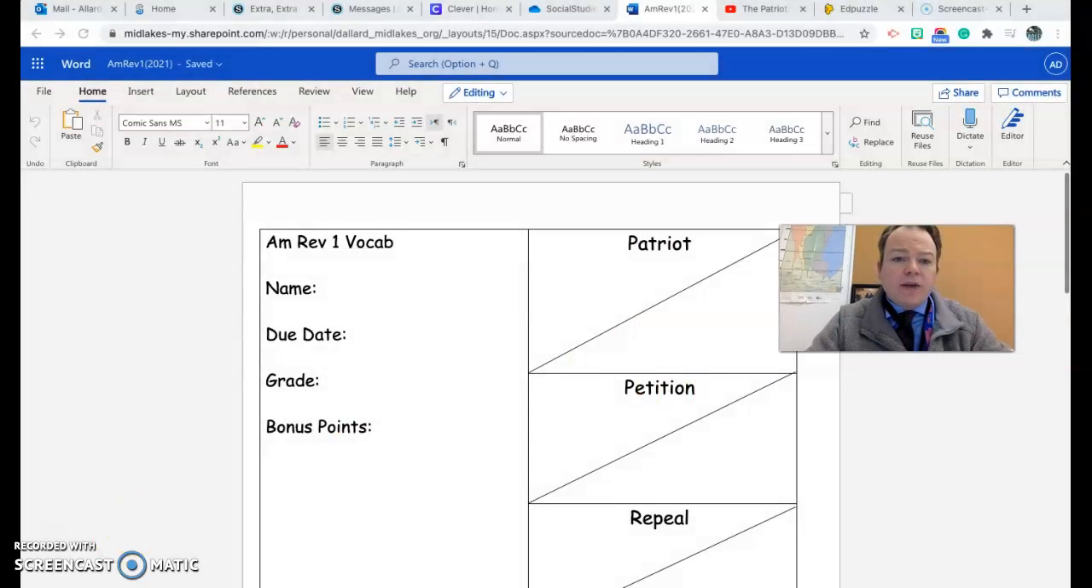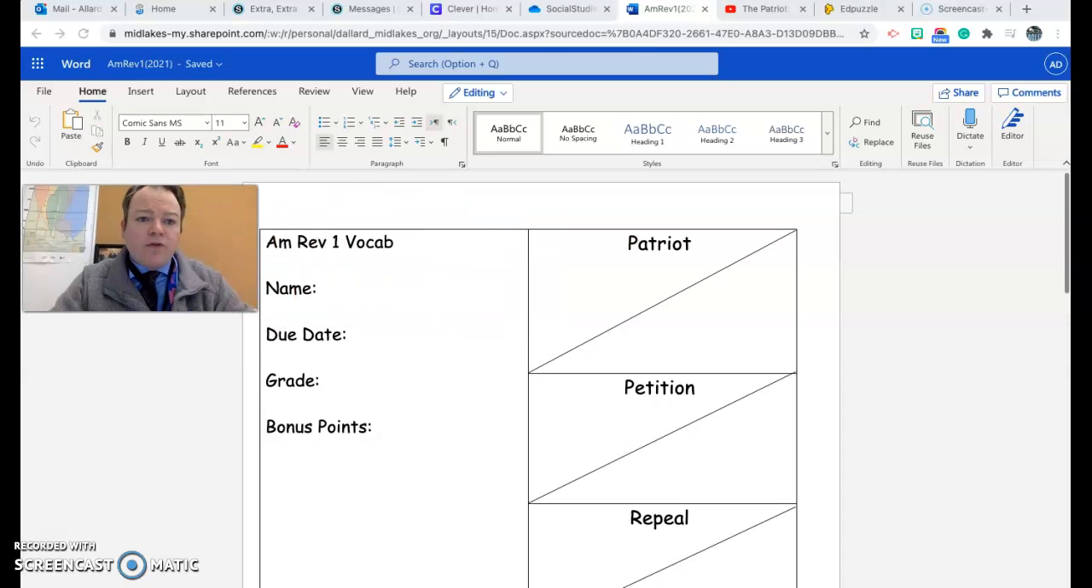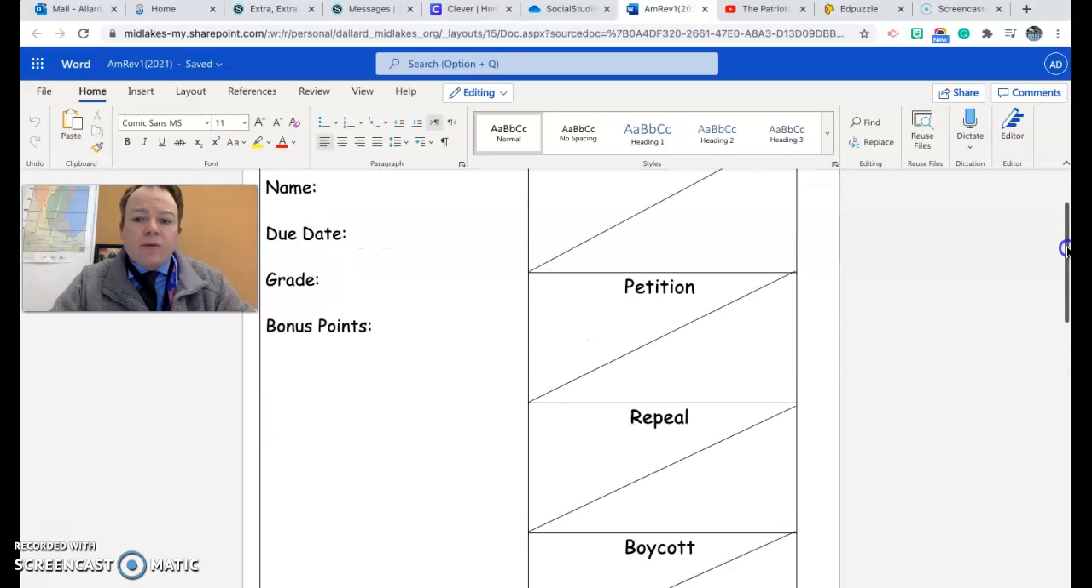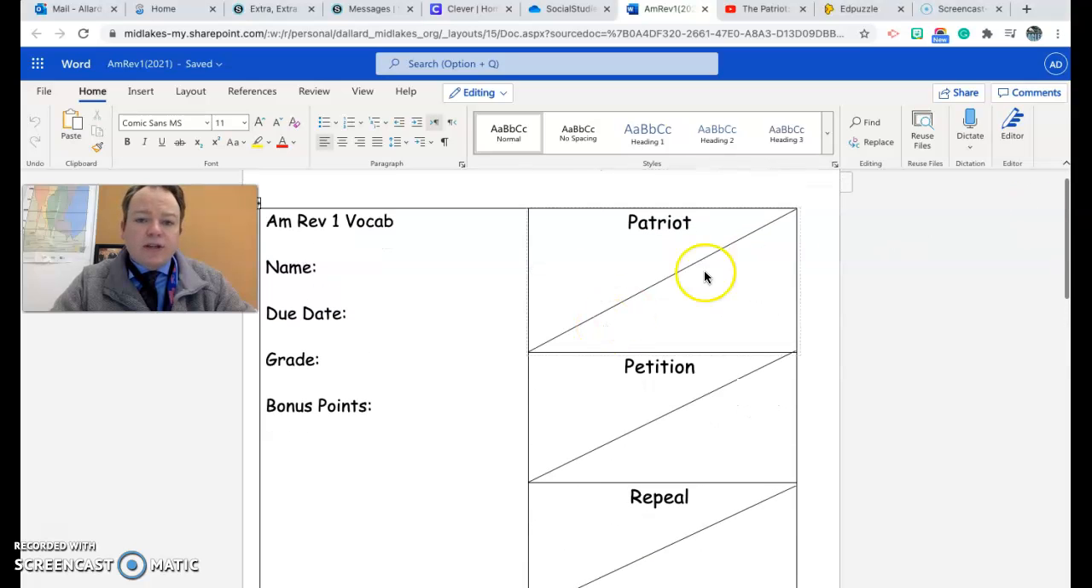All right, so this is our AmRev vocab foldable. Hopefully I'll remember to get rid of some of this stuff. I should probably do the next one on the big screen. But remember, in our first section you can do a picture or you can do one word. There have been some people who've actually drawn in here. I'm not exactly sure how to do that, but that's okay.